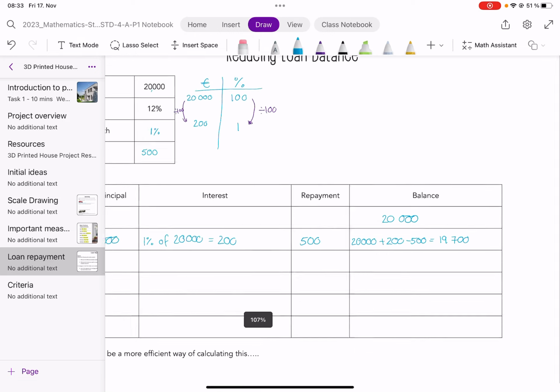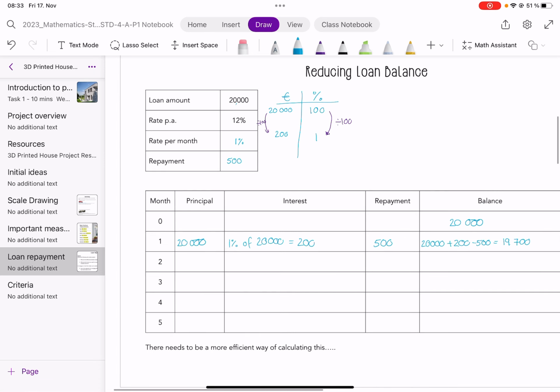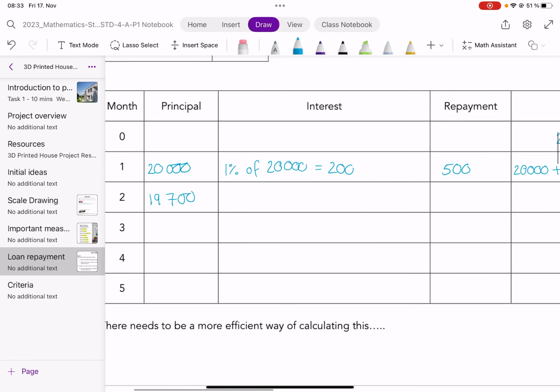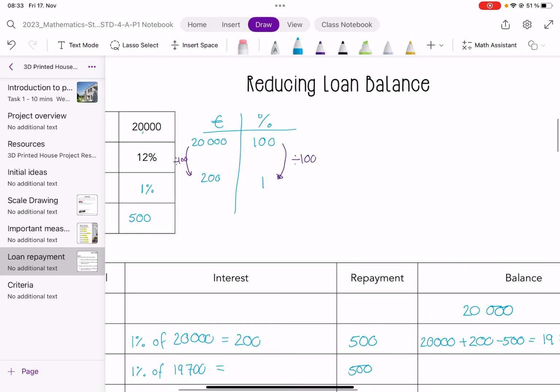Okay, so let's take a look at month 2. So at month 2 at the start, I owe 19,700. That's what we just calculated from month 1. So I've got to do the same thing. I've got to find out the interest. I'm going to have to take off my repayment and calculate my new balance. I would encourage you to pause the video and have a go at doing that. So hopefully you started out by finding out what 1% is. So this is our new total.